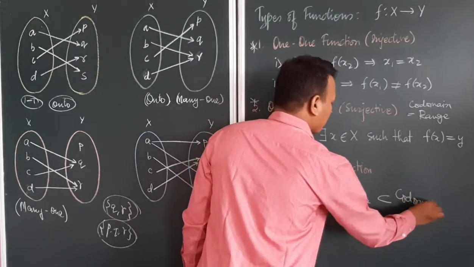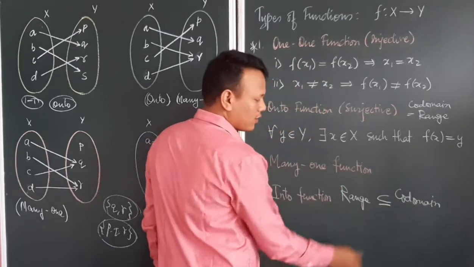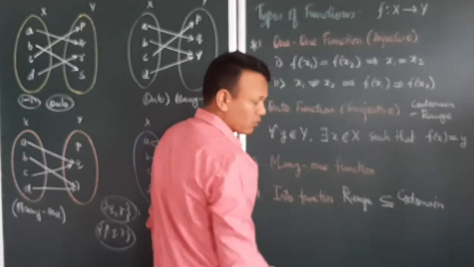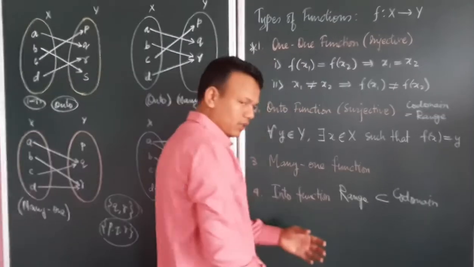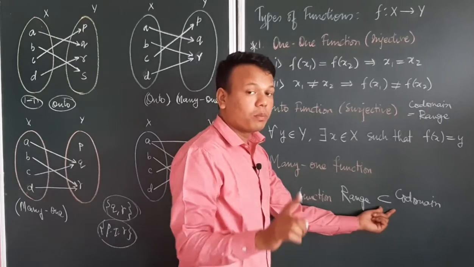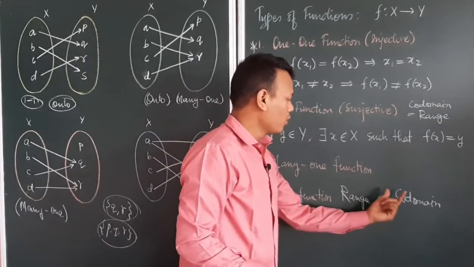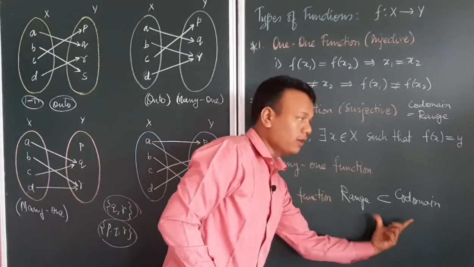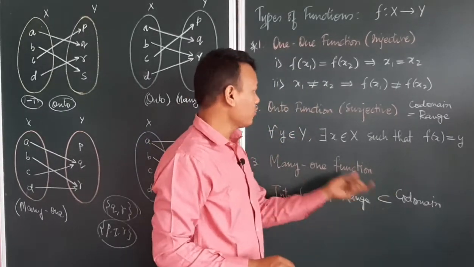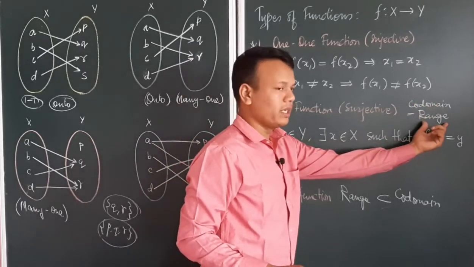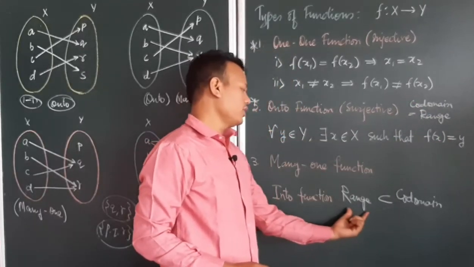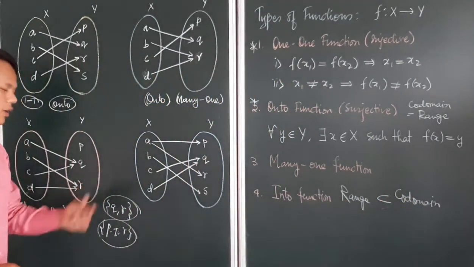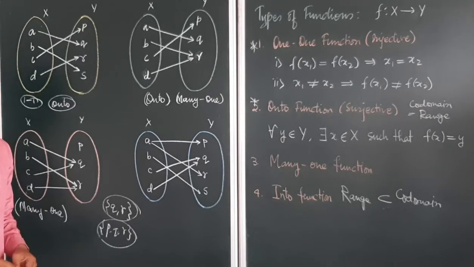Remember, if I put this sign, it means equal to also, so range can be equal to codomain as well. But since this is a strict subset or proper subset, since range is a proper subset of codomain, that's why in into function we write this. Don't get confused, sometimes you may see in objective questions, for onto function codomain and range will be equal, whereas in into function range will be a proper subset of codomain. So pause the video and note down the important concepts.